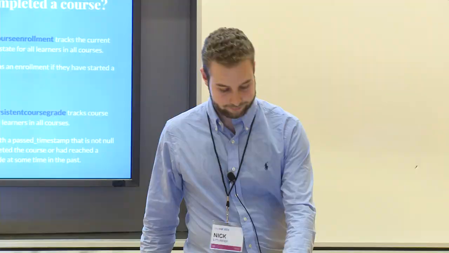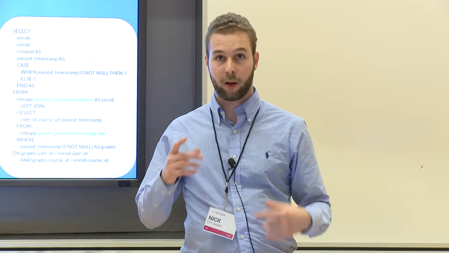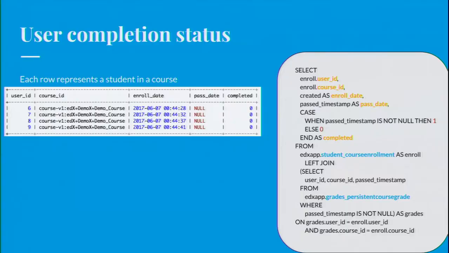So now that we know where to look, let's get what we need out of this. So we figure out a completion status from if they have that passed timestamp, so that they passed it at some point or other, we know they've completed it. So we take the enrollments and you just do a left join against who has completed it. And now we have a per user in a course enrollment record of, okay, this person has not finished the course, this person has finished the course. And so now we know for each of our learners.